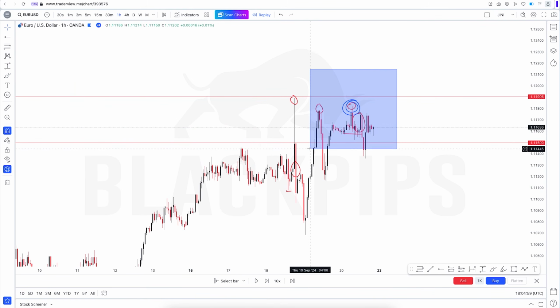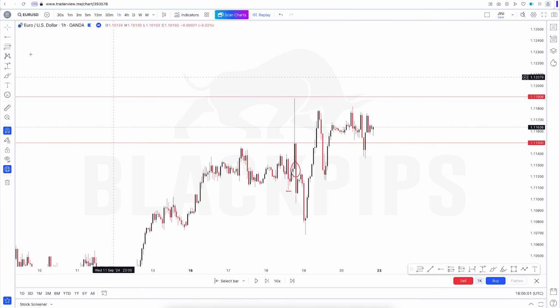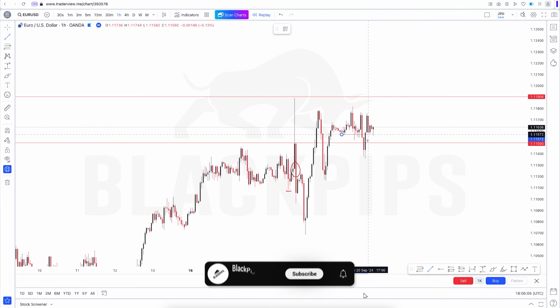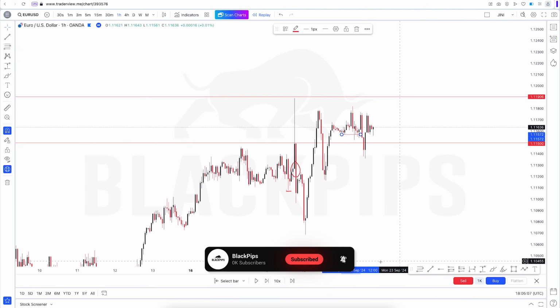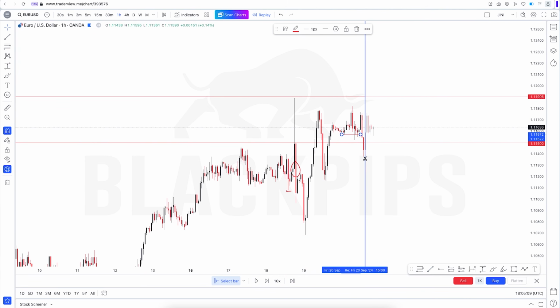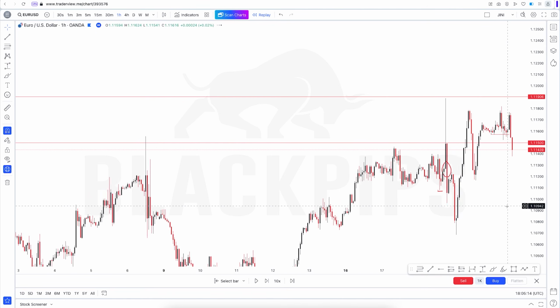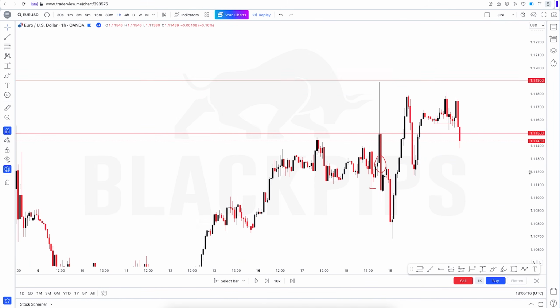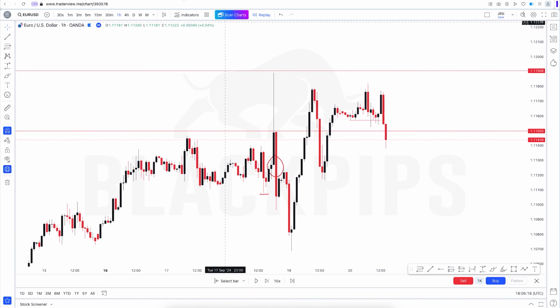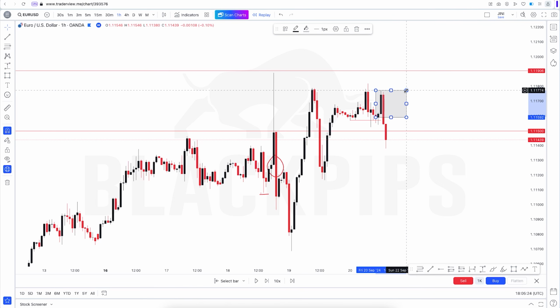Just mark this level here as my change of character. After marking this as my change of character, I know that the market has to return to that level so that it can take those liquidities and move down. So this was my inside formation, so I will mark it like this and then it goes down.